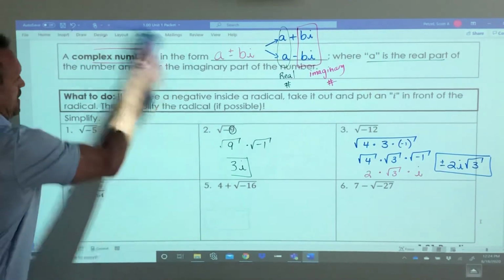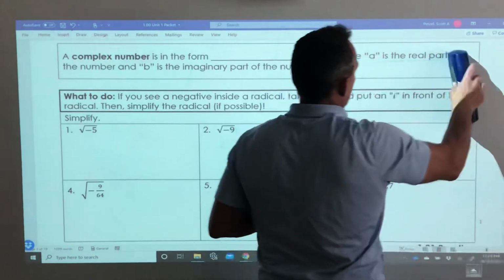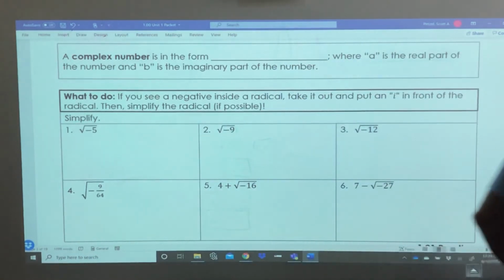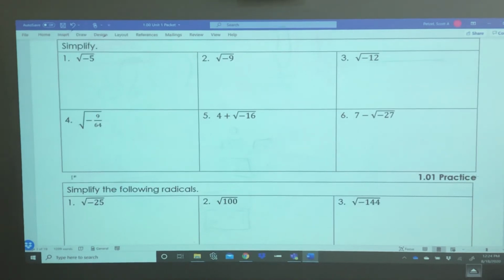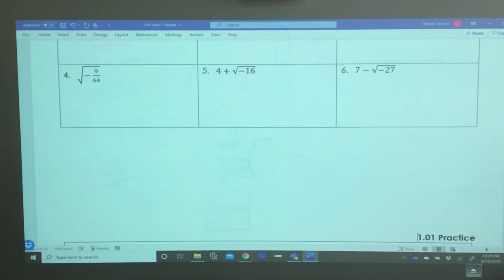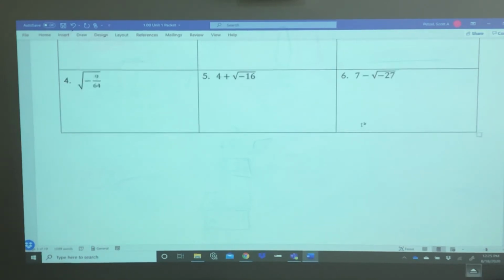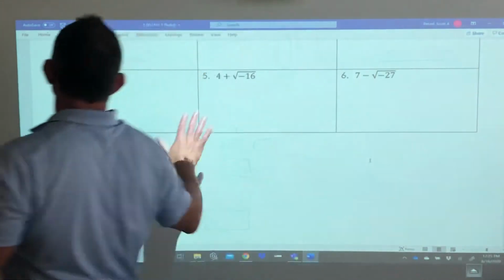Alrighty. Let me move. I gotta move. I don't like all these things. And there we go. All jumbled together. There we go. Cool.